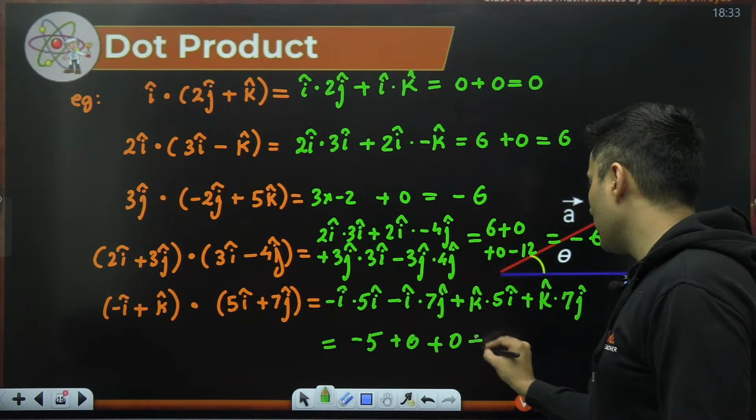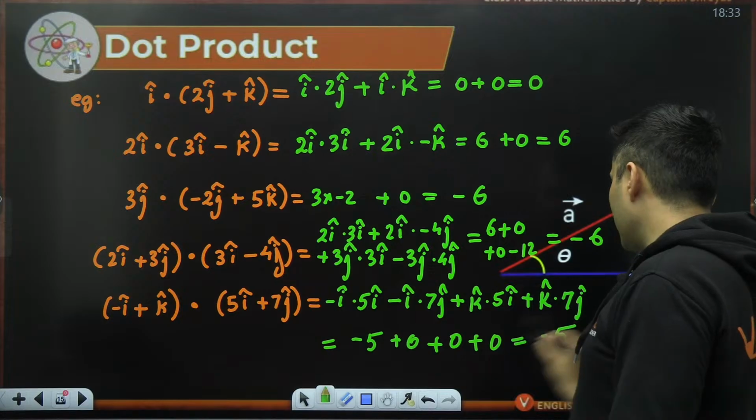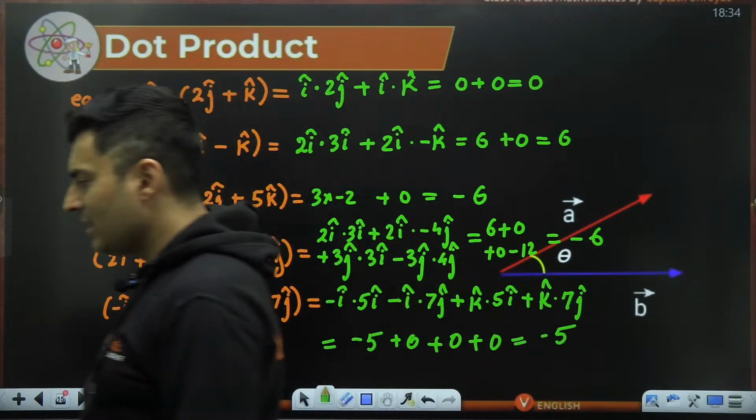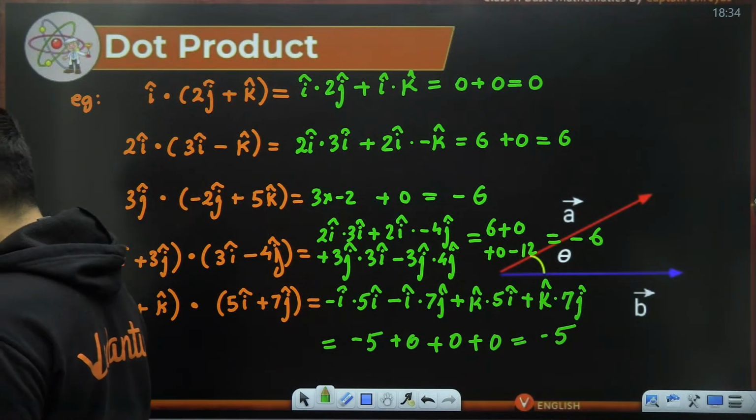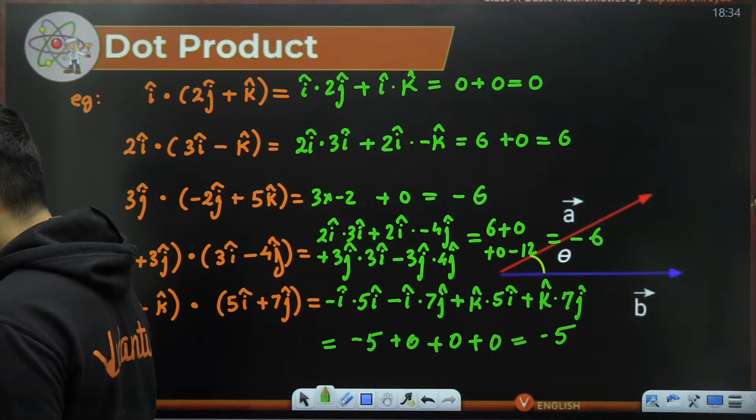And k into j is also 0. So the answer will be minus 5. Just check it out. Yep.